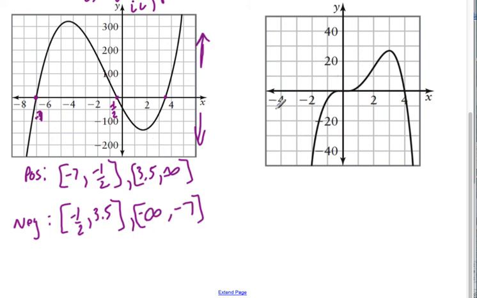Okay, so give this one a try. Try this one, doing those same things, and bring this to class tomorrow.